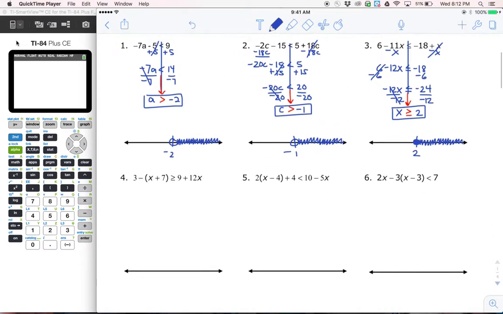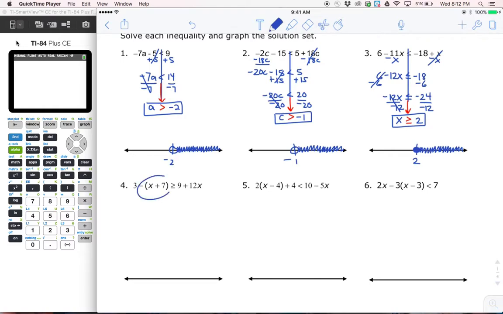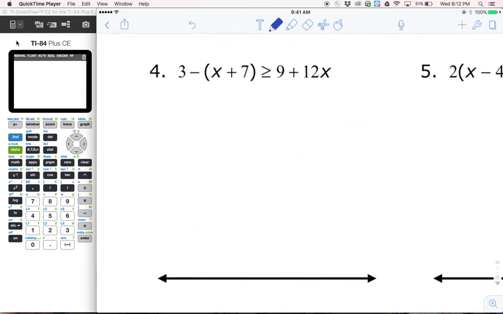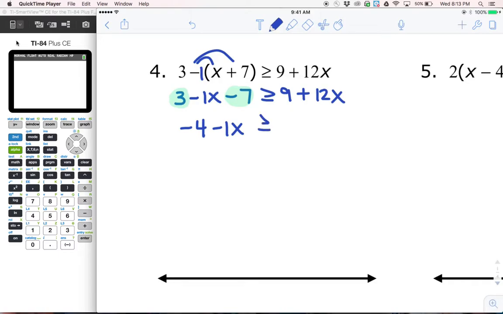Okay. Next problem, we've got a little bit of extra work to do because we've got parentheses. So before we start worrying about the inequality, let's deal with those parentheses. We are going to deal with this negative 1 right here. We're going to distribute it. 3 stays, and now we've got negative 1x minus 7 is greater than or equal to 9 plus 12x. Again, before I start messing with both sides of the inequality, let's clean this up. I can combine my like terms. I've really got negative 4 minus 1x is greater than or equal to 9 plus 12x.